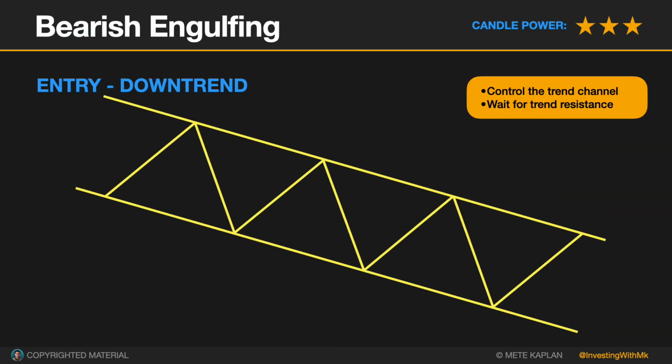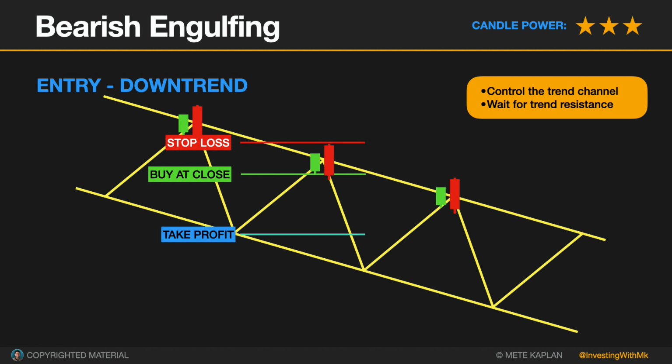If I don't use a bearish engulfing pattern to take profits for my long positions, I usually use it on downtrends to open a new position. What I do is simple. I identify the trend channel and wait for the price to come to upper trend resistance. Then I just check if there's a bearish engulfing pattern. The bearish engulfing pattern confirms that buyers are exhausted and sellers are taking control of the price. This is how supply and demand works.